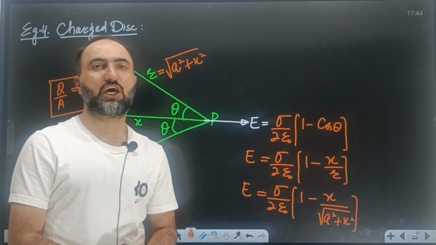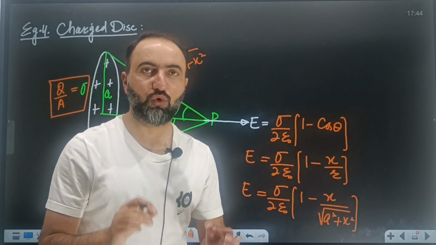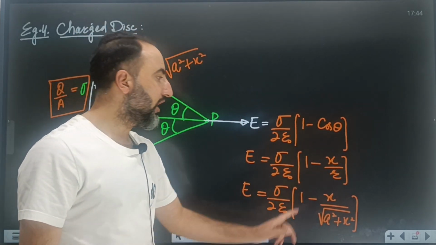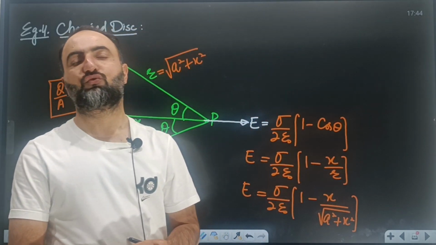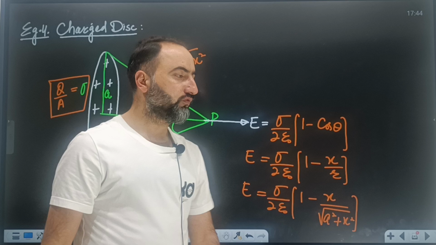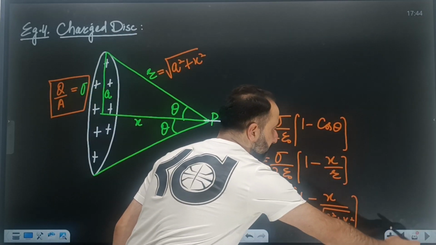Now you only have to remember one formula: sigma by 2 epsilon 0 into 1 minus cos theta. In place of cos theta, what did I write? x divided by r. In place of r, what did I write? Under root of a square plus x square. So this is your electric field due to the uniformly charged disk.